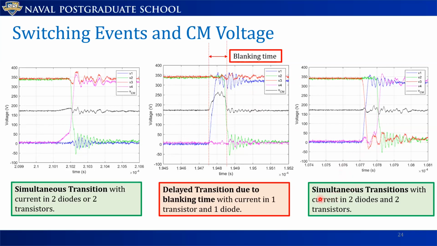But you can also have simultaneous transition if the current is in 2 diodes and in 2 transistors. So in this case, the common mode remains pretty much 0. Of course, this accounts for the high frequency EMI that we saw.